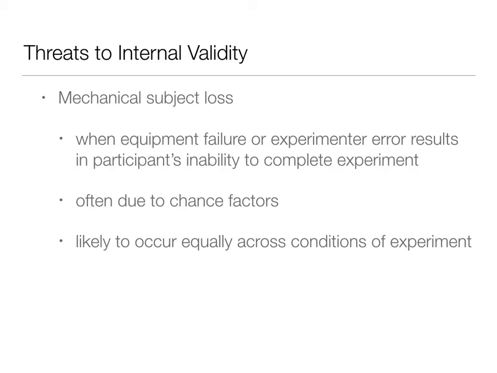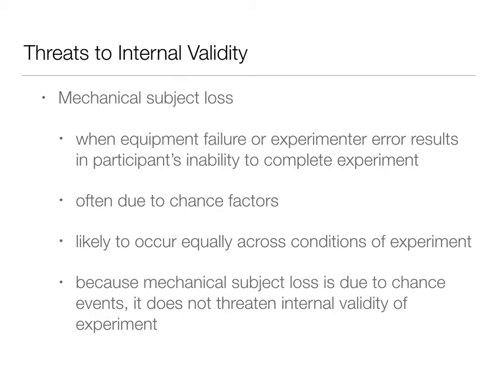And so this is likely to occur equally across conditions of the experiment. This is likely to occur equally in the pretest versus the post-test. And so we're going to have those still equal groups. They're not going to be self-selecting any group member based on particular characteristics. It's going to be fairly easy. Because mechanical subject loss is due to chance, it does not threaten the internal validity of the experiment. It's still not great, still super frustrating, everybody's upset, but it's not going to influence that internal validity because it's due to these chance factors that are going to happen equitably between your pretest group and your post-test group.